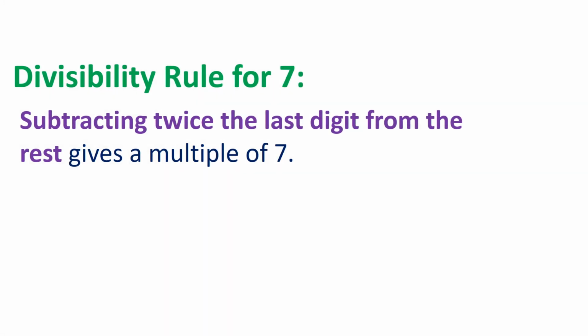Next is we want to know if those numbers are divisible by 7. So the divisibility rule for 7 is subtracting twice the last digit from the rest gives a multiple of 7.